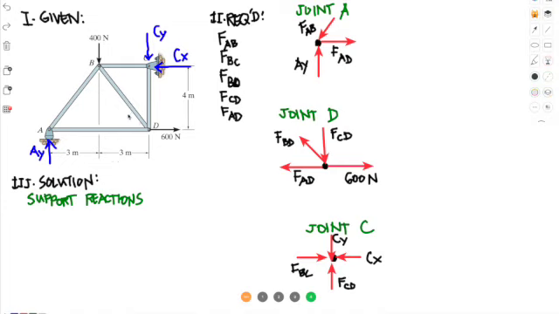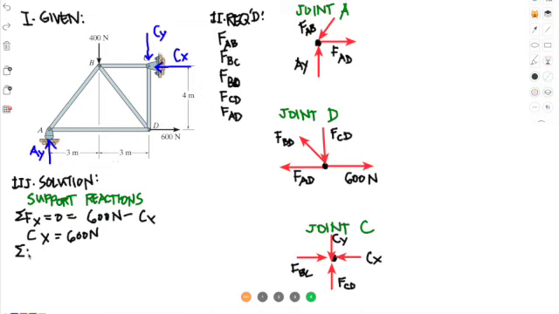So if we do a summation of forces in X equals 0, that would be only two forces. That's the 600 Newton force minus Cx. So it means that Cx would be 600 Newtons. If we do a summation of forces in Y, we have two unknowns. So let's do a summation of moments.